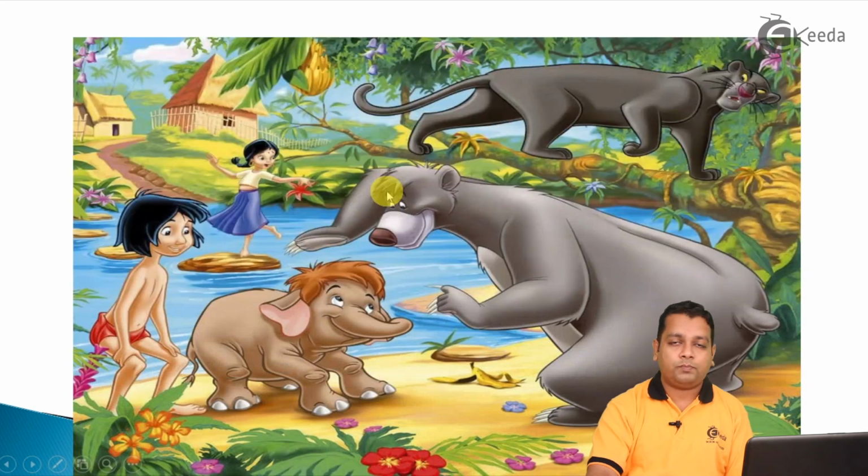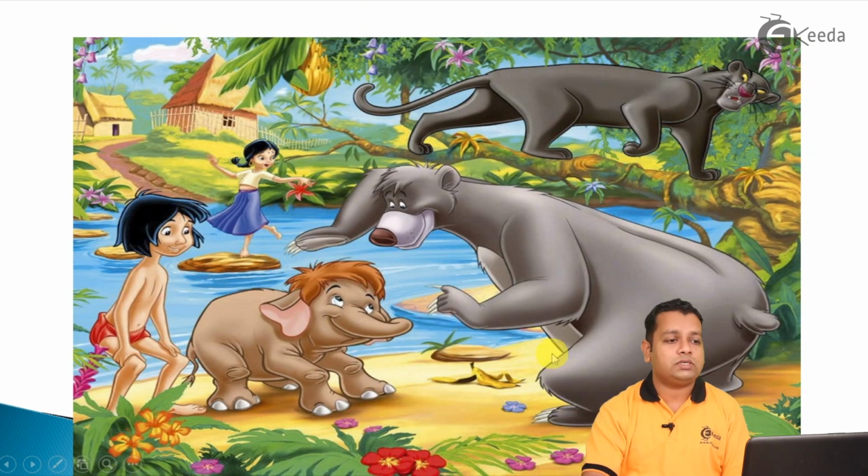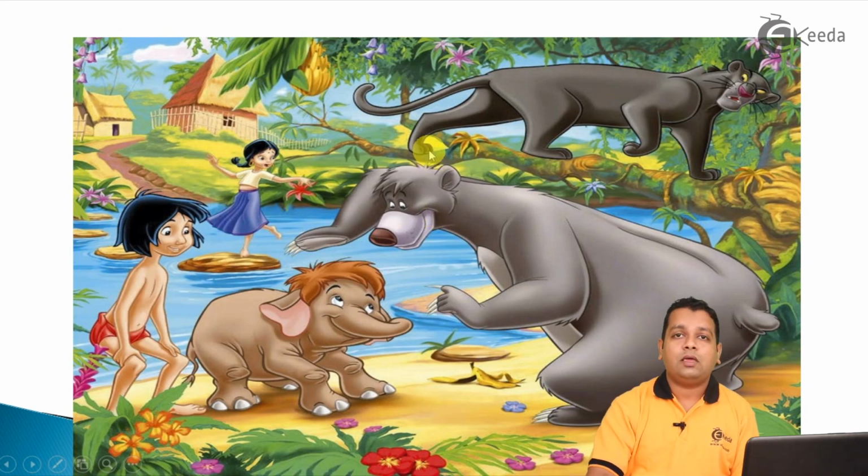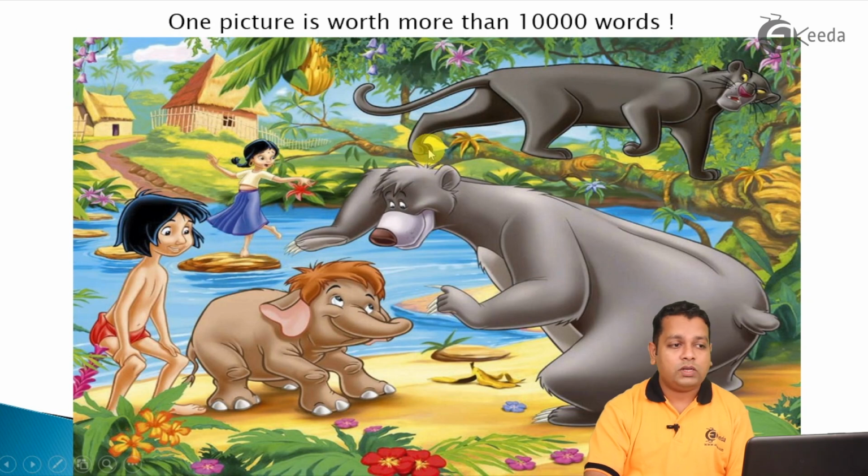Moving further into the topic, we first of all take a simple picture here. This picture contains a cartoon character Mowgli, a dancing girl, a calf of an elephant, a black bear, a black panther. We have small huts here, the forestry, the river, a lot of things along with the fruits in this image. So a lot of storytelling can be done with the help of this picture. Hence an anonymous person has said that one picture is worth more than 10,000 words. So with this understanding we begin with the topic what is digital image processing.